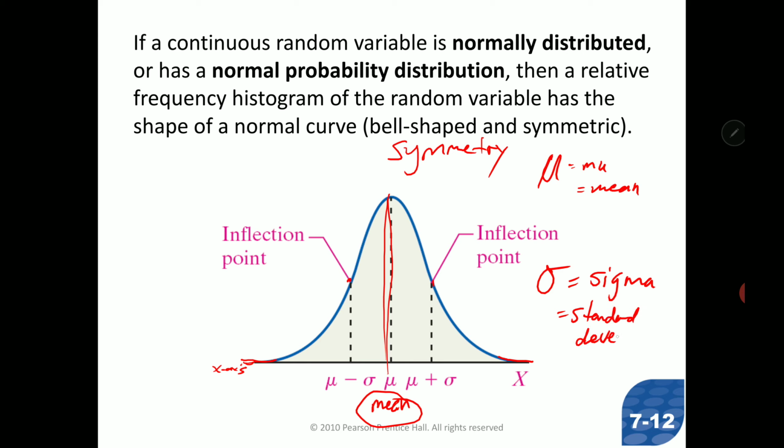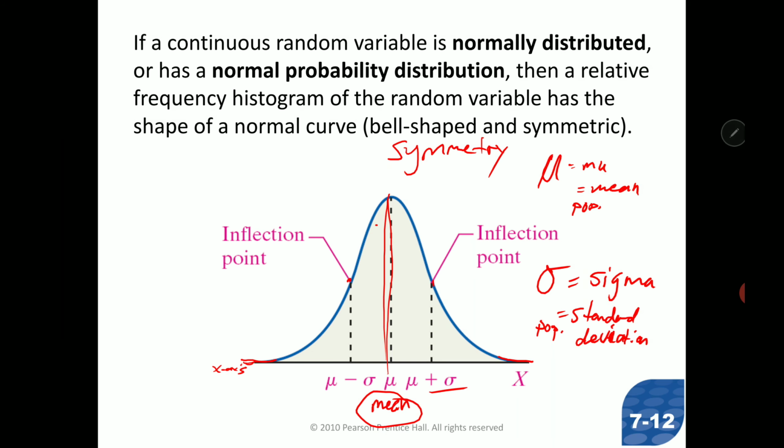Now again, these are the population mean and population standard deviation. So this is your normal probability. As we increase, we add sigma. As we go to the left, we subtract sigma. But the very center is your mean.